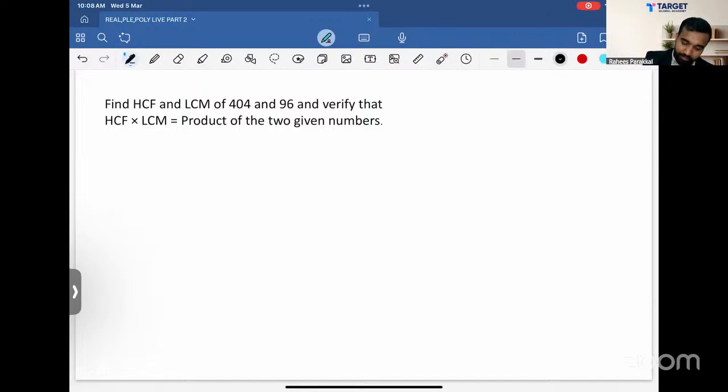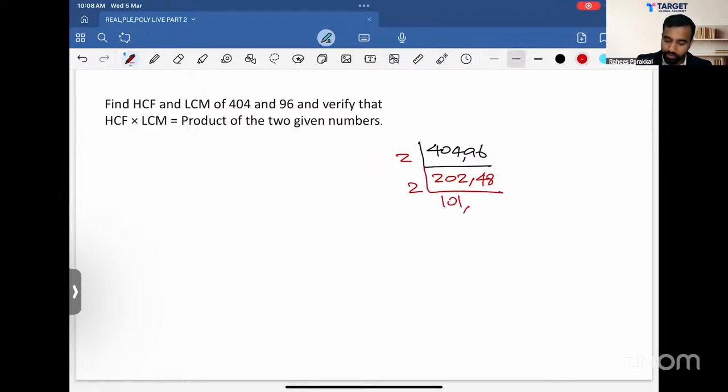So here, two numbers are there, 404 and 96. I'm just going to find the HCF and LCM of these first. So we divide by 2. 404 divided by 2 is 202, and 96 divided by 2 is 48. Again divide by 2: 101 and 24. There is no common factor for both of these, so we can stop.